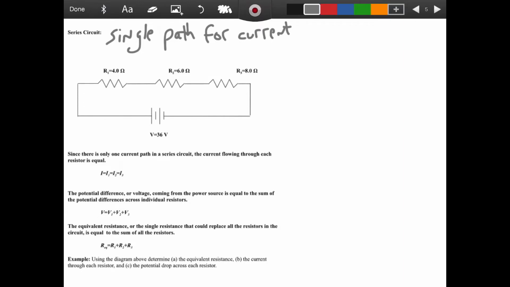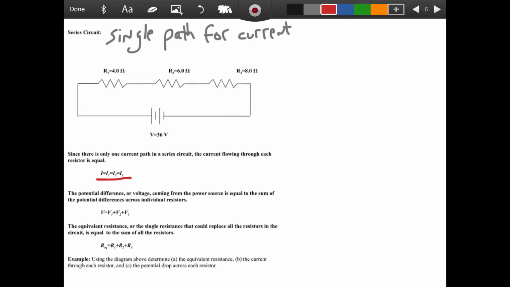Now, all of these rules again are on page 4 of your reference table, so you do not need to memorize any of these rules. But it's very important to know that since there's only one current path in a series circuit, the current is the same no matter where we are. So whether we're in this resistor, or this resistor, the current is the same everywhere.